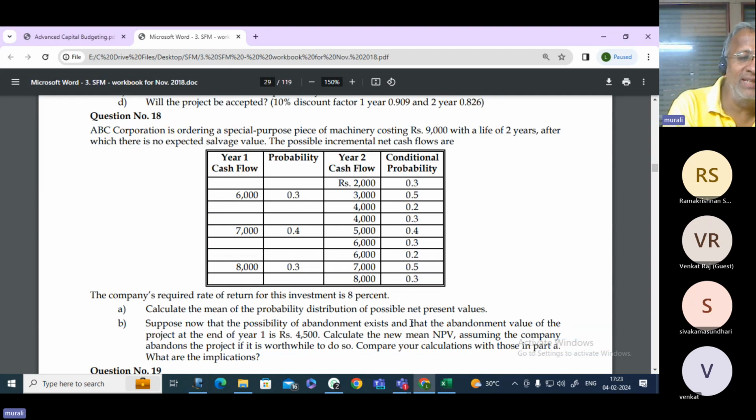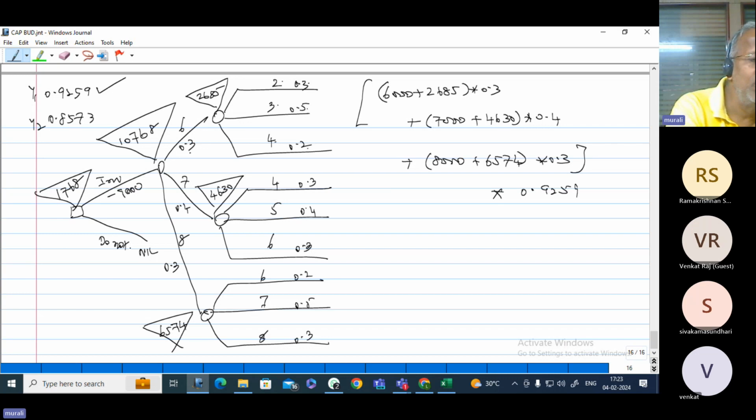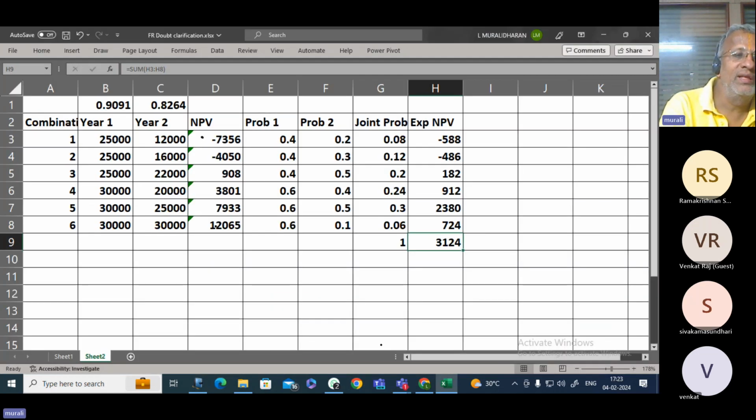So what sort of answer will we be providing? Calculate the mean of the probability distribution of possible net present value. Mean of the probability of that net present value. That means what they're asking is only NPV. NPV is 1768. In this way of Excel sheet, when you do, how many combinations will you have? 9 combinations you will have. Am I right?